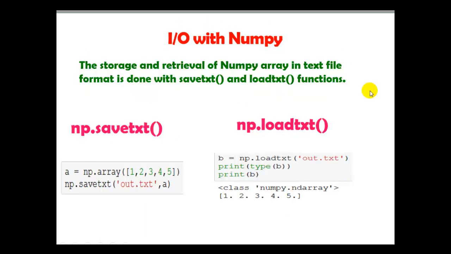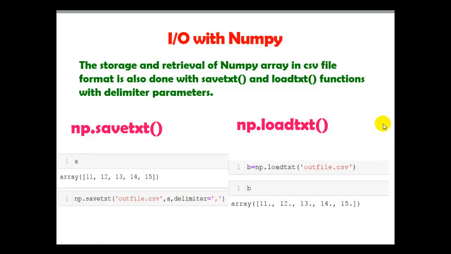Now to store and retrieve a NumPy array in text file format is done with the savetxt and loadtxt functions. Here you can see np.savetxt, out.txt. Here we have to pass the array name, and that will store the data on the disk as a text file with the name out.txt. Now to load the data back from the disk, we have to use np.loadtxt with the same file name out.txt. It will display the data in the NumPy array format.